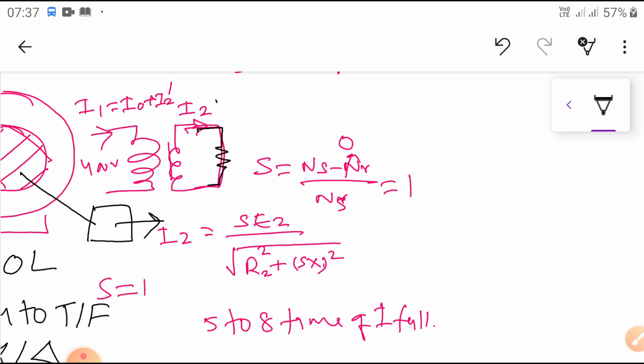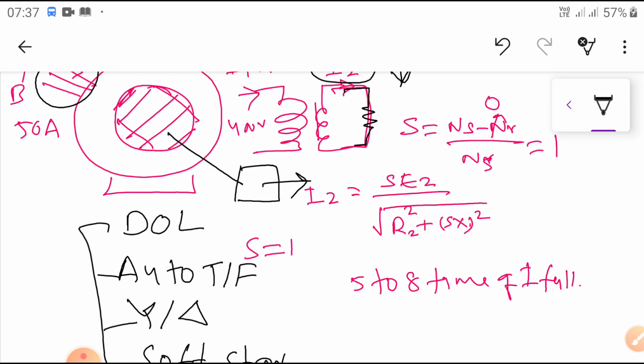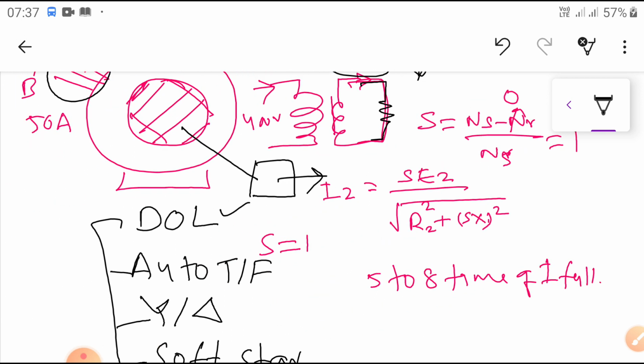Then what will happen? Automatically the current value decreases. That is the concept initially only. Afterwards we can remove that resistance, otherwise there is a burden on the motor. Okay, so these are the basic things we have seen in previous classes. At the same time we have seen the DOL starter and star-delta starter also.